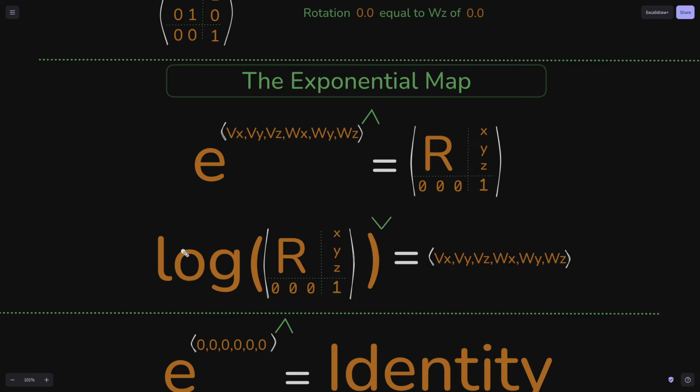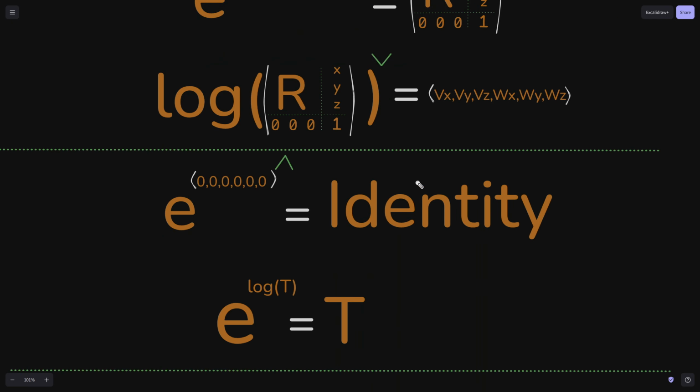Then what is the reverse? So the logarithm of this will provide this, which is the same as this. Okay, so this is kind of a circular thing. You do the logarithm and then you can revert with the exponential and vice versa.